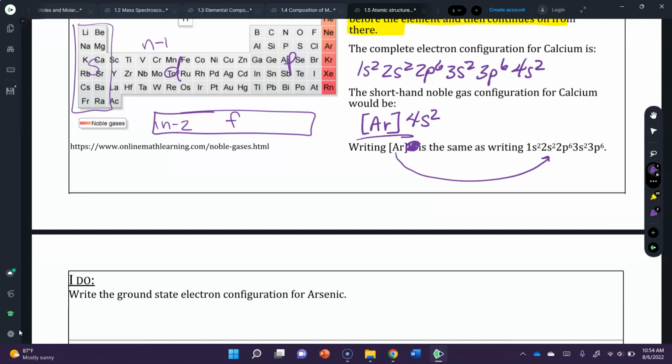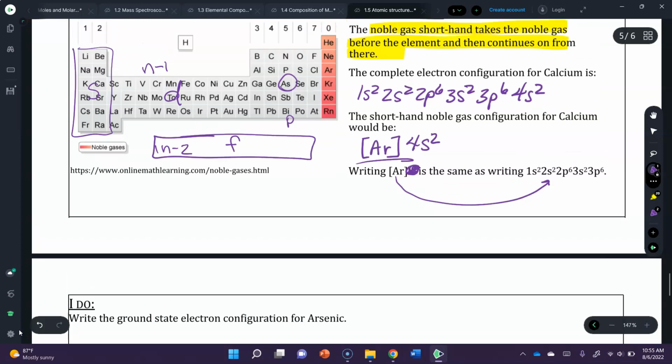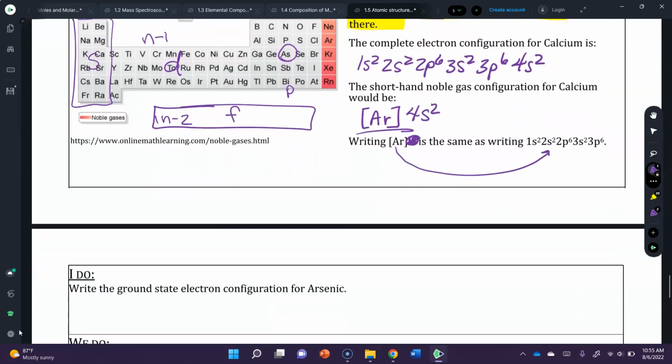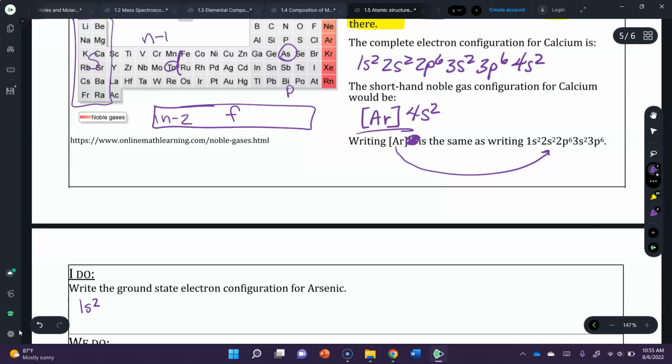Okay, so arsenic is As, which I wrote over it. Arsenic is here in the P block. So we're going to start at hydrogen, and we're going to write directions to get to arsenic using the periodic table. Starting at hydrogen, which is not shown either, hydrogen and helium gives us 1s2. Then we go to lithium and beryllium, which are 2s2, continuing on into the 2p block, and we count boron, carbon, nitrogen, oxygen, fluorine, neon, that's 6.